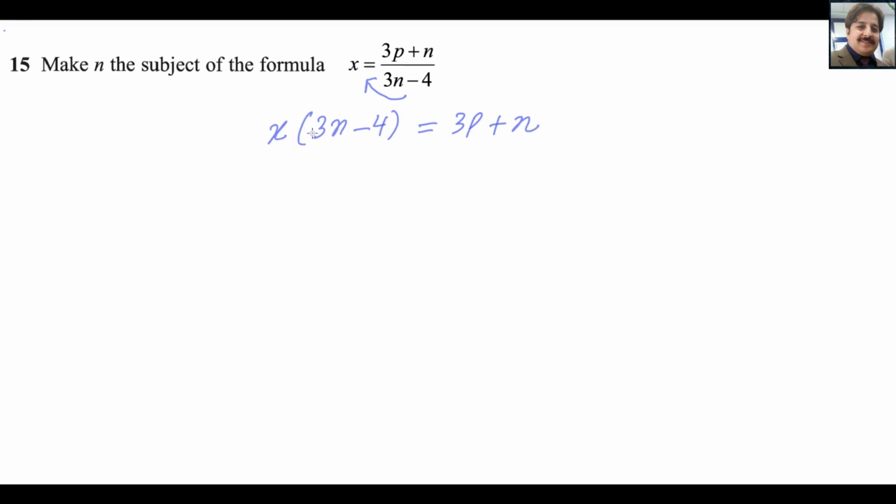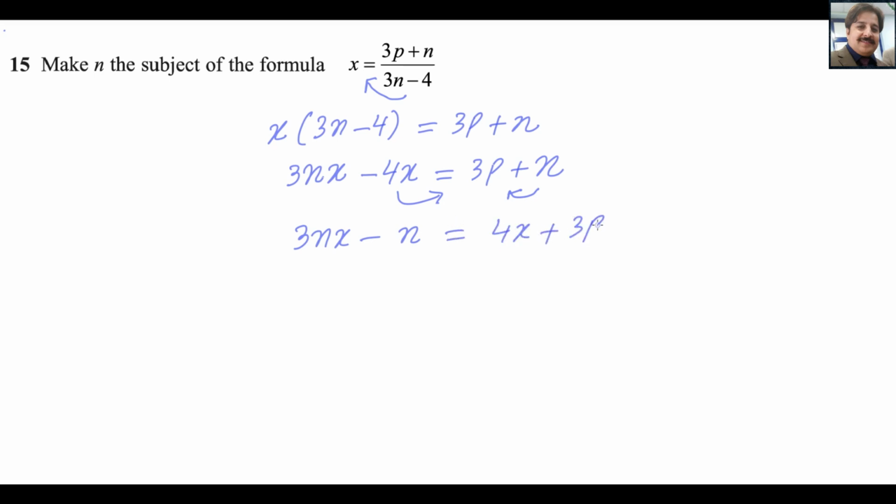When we multiply x with 3n, we get 3nx. X multiplied by negative 4 will be minus 4x. And this is 3p plus n as is. Now we want to get the value of n, so you must bring this value n to the other side. It becomes minus. And this 4x goes to the right side. It becomes plus. So it will be 3nx minus n equals 4x plus 3p.